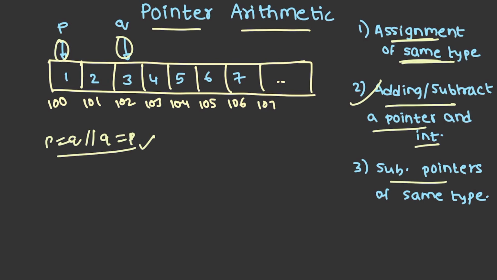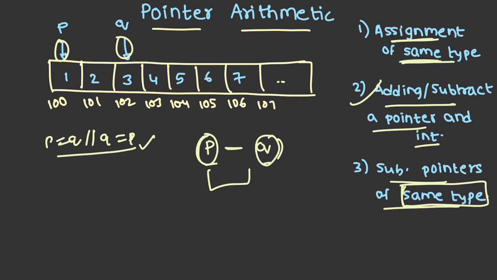Now, subtracting pointers of the same type. Suppose, for example, you have two pointers p and q, and if they are of the same type, we have discussed what the same type is, then they can be subtracted as well. These are all the various operations that happen in terms of pointers. You need to remember one thing: if p and q both are pointers, only subtraction is allowed between them, and also only if they are of the same type. Addition, multiplication, all these operations cannot be performed on two pointers.